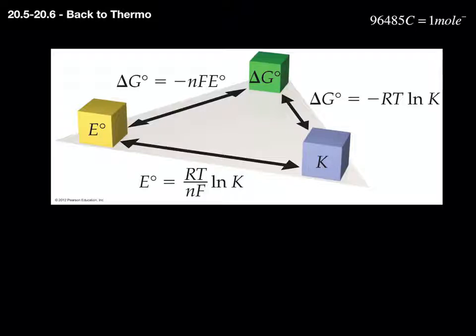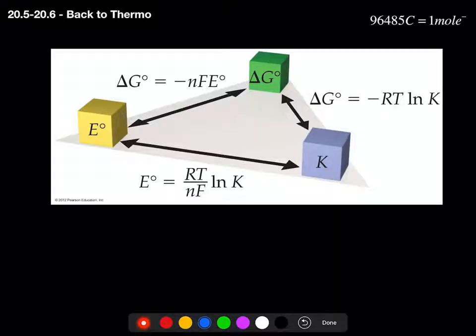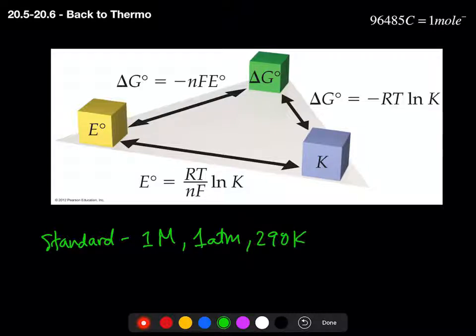All right. So anyway, looking at our equations, we have our delta G equals NFE, and note that we have all these little degree signs, which means standard. And when we talk about standard, what does that mean? That means we are talking about 1 molar concentrations, 1 atm if we're talking about gases, and 298 Kelvin. Those things are all implied when we use any of these values, right?